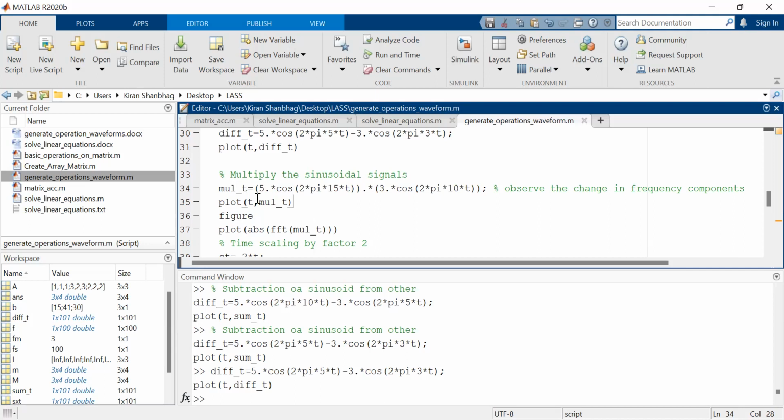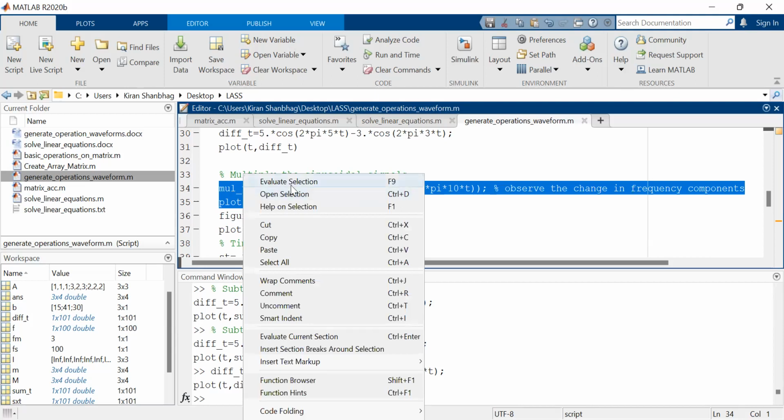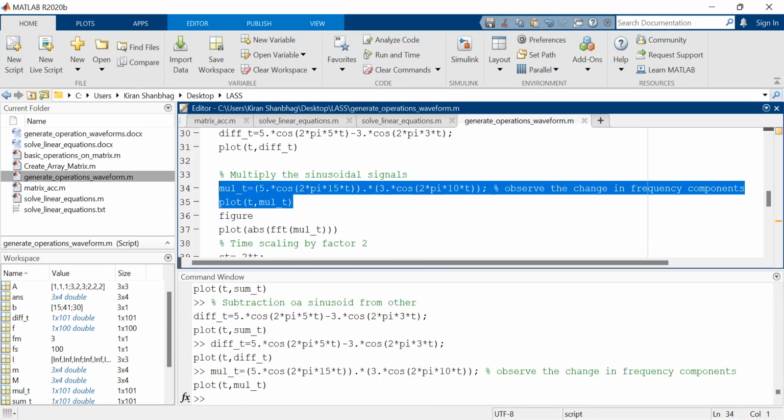Okay. So here, let me select these two lines and let me run this particular thing. And what has popped up? There, okay, no sense.